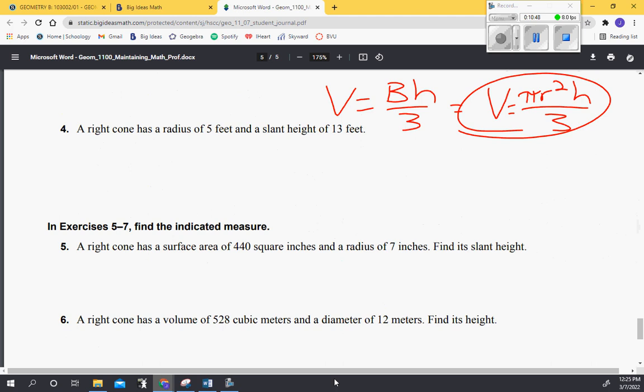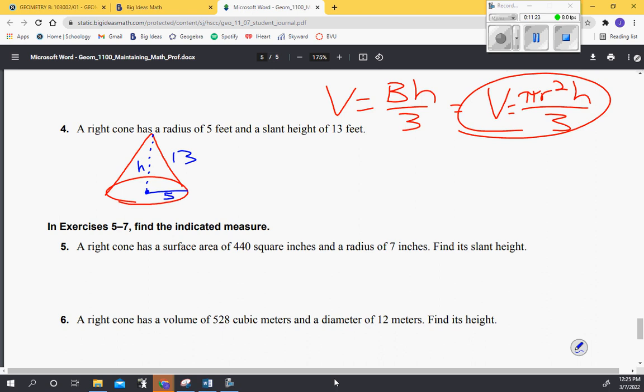A right cone has a radius of 5 feet and a slant of 13 feet. So if you were to think of this cone, again, it's a right cone. So the height is perfect right over the center of our cone. It has a radius of 5 and a slant height of 13. We have to think of what's our height. We have to find our height. Have to know it.